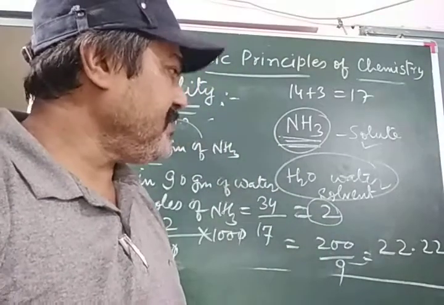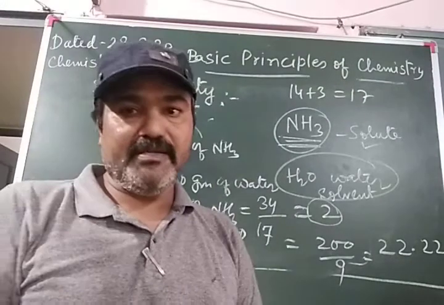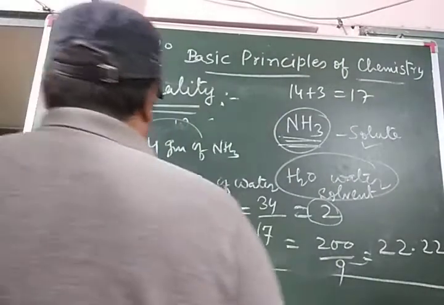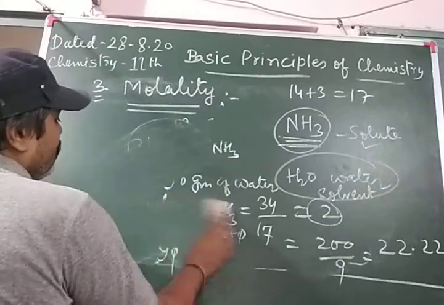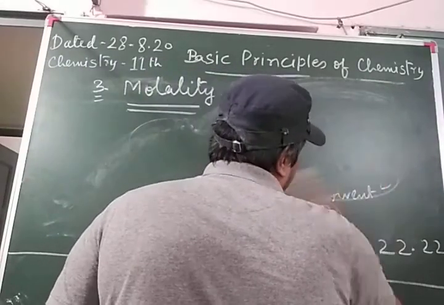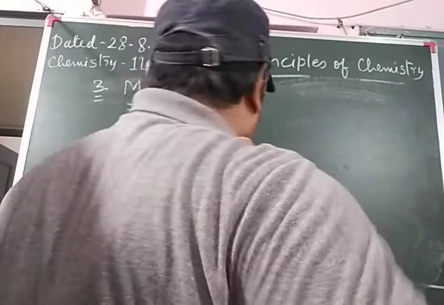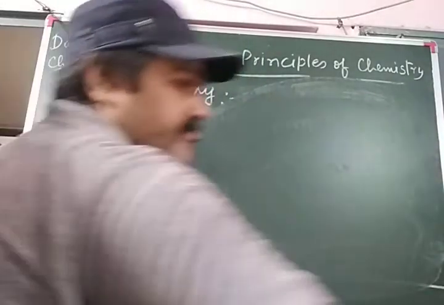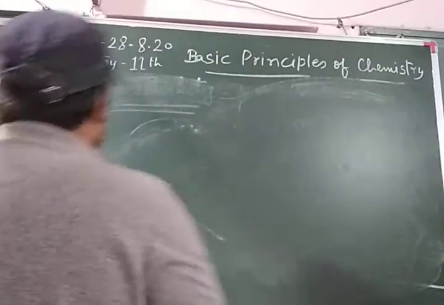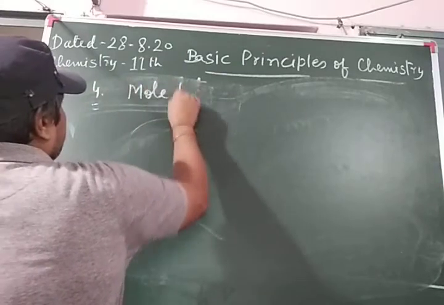Okay. Is it clear? Now we proceed toward the next basic unit of the measurement of concentration of a solution, that is the mole fraction. नाम से ही हमको पता लग रहा फ्रैक्शन निकालना है, मतलब रेशो निकालना है. We have to find out the ratio of the moles. Fourth point, mole fraction.